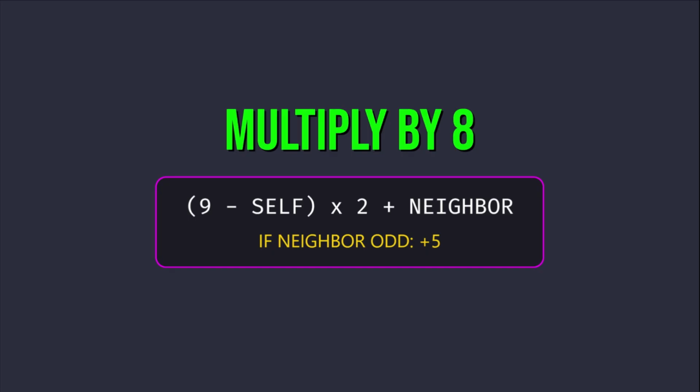Multiplication by 8 is a variation of the 9 rule, incorporating doubling. The rule is subtract the digit from 9, double the result, and add the neighbor. The rightmost digit is subtracted from 10, then doubled. An additional rule applies. If the neighbor is odd, we must add 5 to the result of the doubling and subtraction. This parity check slightly increases complexity compared to the rule for 9.